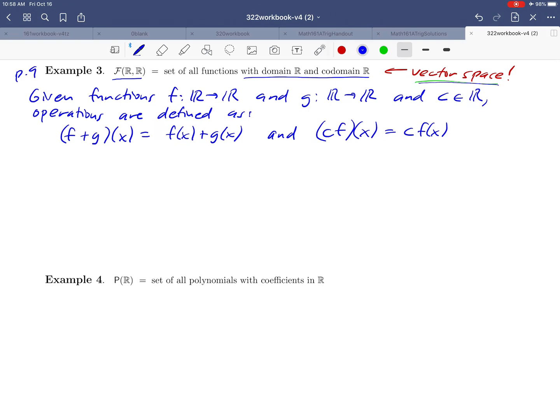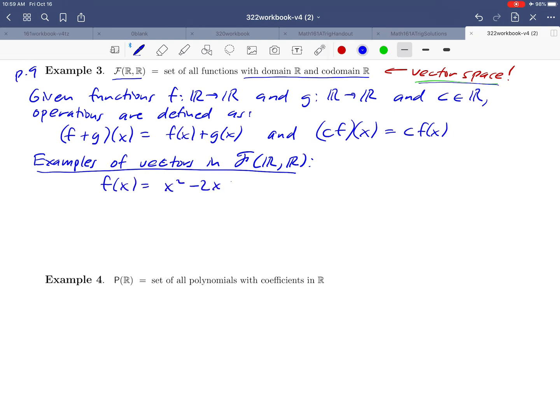What would be some examples of vectors in this vector space? Basically, it would be any function that has domain R and codomain R. So for example, how about a nice parabola, x squared minus 2x plus 1? That's a function we can certainly substitute any real number x into and get a real number out, so that would be a valid vector in this vector space.